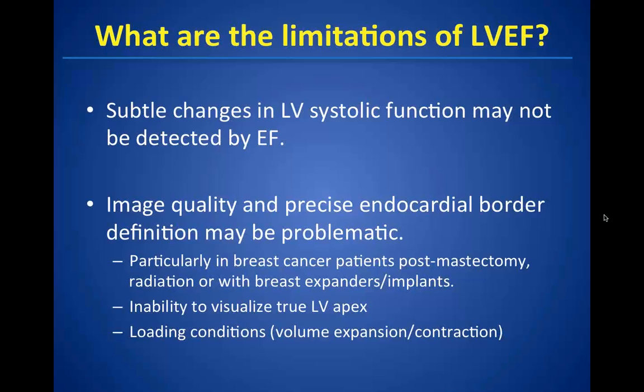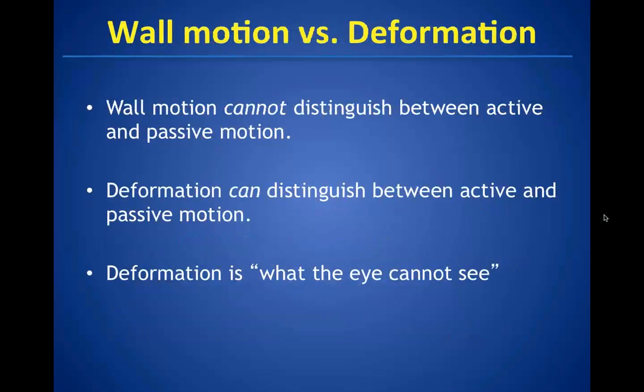Loading conditions are also important in ejection fraction, whether the patient is volume contracted from nausea and vomiting and poor PO intake. All these things limit our ejection fraction assessment. And so what is the difference between wall motion versus deformation? Well, wall motion cannot distinguish between active and passive motion. However, deformation can distinguish between active and passive motion, and oftentimes deformation is thought to be what the eye cannot see.